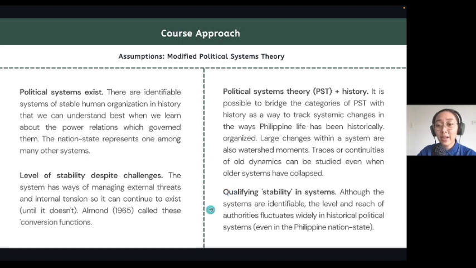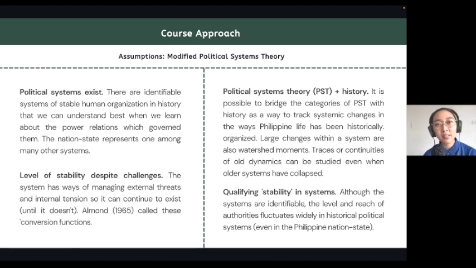Although they are identifiable, the level and reach of authority fluctuates widely in historical political systems, even in the Philippine nation state. What do we mean by this? Although you can say there is such a thing as the Philippine Spanish colony, there were some areas that the Spanish were unable to colonize successfully. Just because they were unable to colonize those spaces doesn't mean that the colony did not exist. And that's what I'm trying to say.